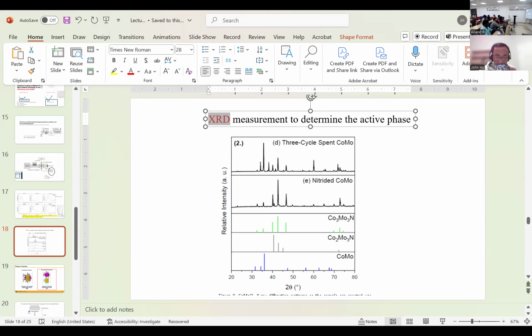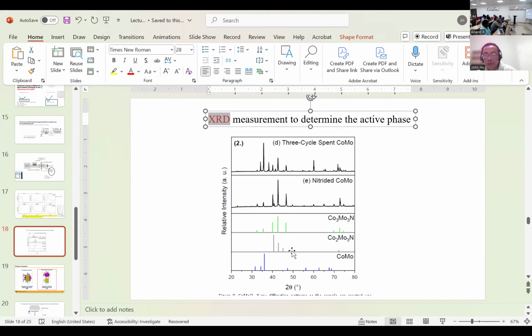Let me interpret this graph. First we take XRD of the cobalt moly catalyst. On the bottom, the blue spectrum is cobalt moly. Then we purchase a standard material, a cobalt moly nitride. We want to see, if you have the complex with two cobalt and three moly bonded with nitride, how the XRD looks.